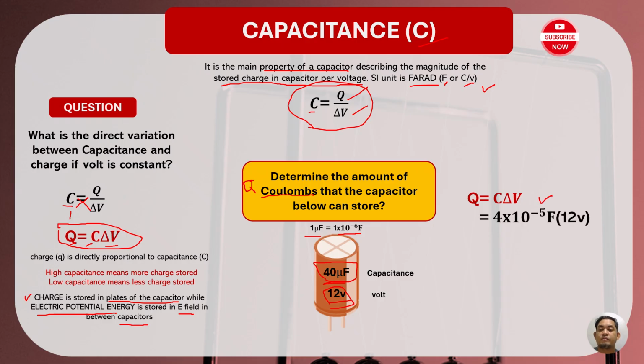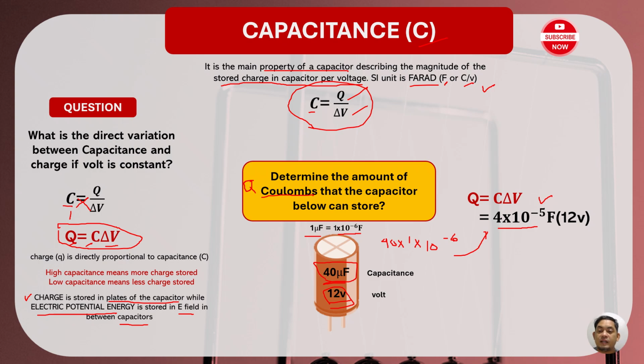So let's substitute. 4 times 10 raised to negative 5 farad. That's 40 times 1 times 10 raised to negative 6 farad. Sorry for my penmanship. We just converted the microfarad into farad, so you will come up with this product: 4 times 10 raised to negative 5 farad.